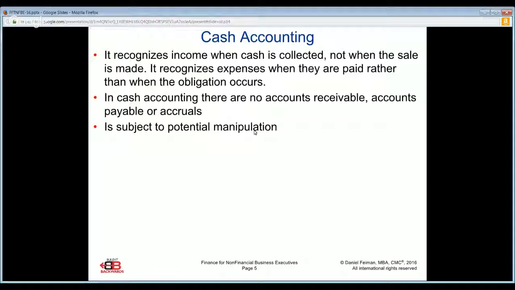The other reason is in most countries, once our organization reaches a certain size based on revenue or number of employees or a few other criteria, we're not allowed to use cash accounting. We must use the other form of accounting.